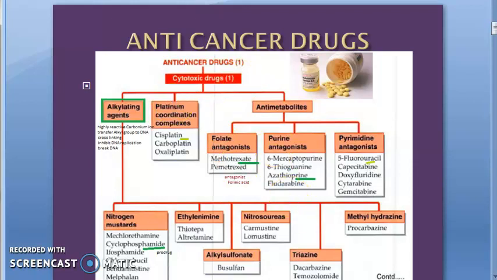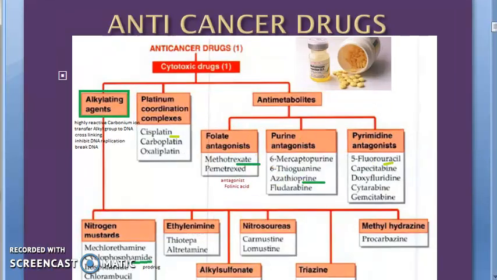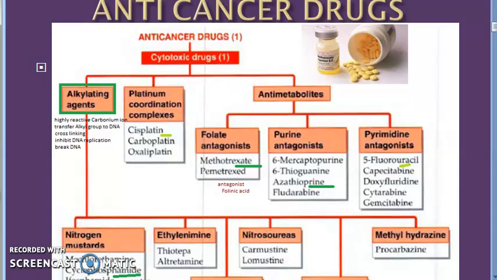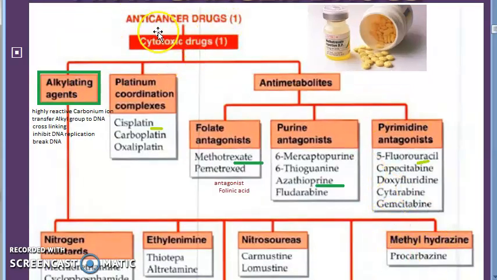So let us see which cytotoxic drugs are important. In cytotoxic drugs, mainly alkylating agents are important. They have asked these in the exam. Under alkylating agents you have a lot of drugs, we'll come to that. Then you have platinum coordination complexes. Cisplatin is a good example. Then anti-metabolites: you have methotrexate, which is a folate antagonist, shown here in the diagram.